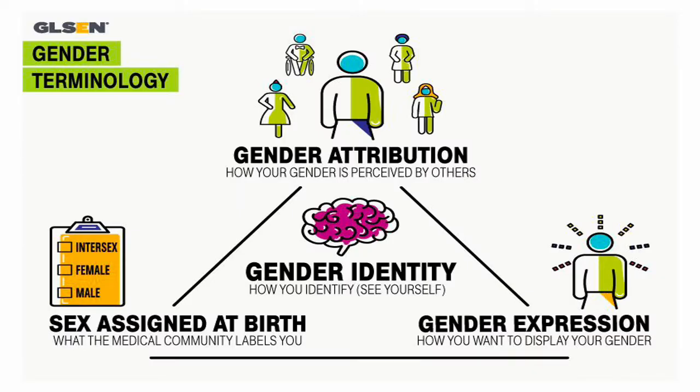This is a visual model to help you understand those terms. So in the center, you can see that we have gender identity. This is an internal factor in how one identifies themselves. Then you can see that there is an external triangle that includes the external factors that impact gender identity. The first one is the sex assigned at birth, so what the medical community labels you. Then in the bottom right, we have gender expression. This is how you externally display your gender. Then at the top, you have gender attribution, which is how your gender is perceived by others.